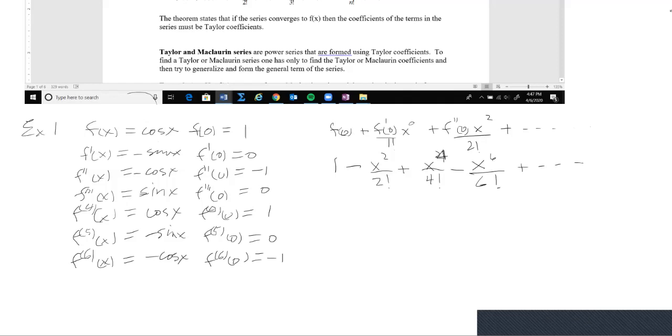Okay, now we can see that this could be generalized like so. We've got an alternating sign, and we have an x to the 2n over 2n factorial.